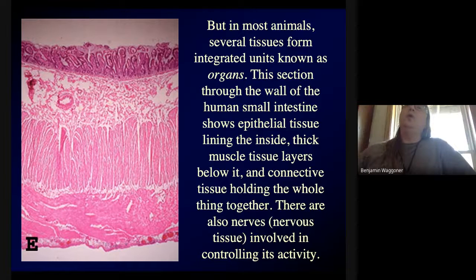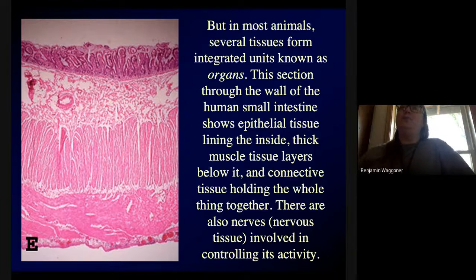So your intestine is made up of all four tissue types integrated into this complex unit, and a unit like that is called an organ. I assume you have heard of internal organs.